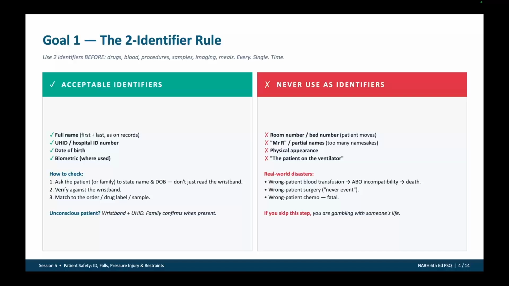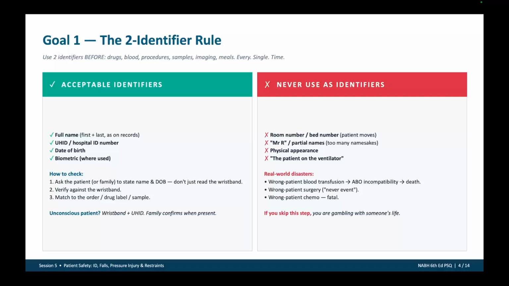Goal 1, the two identifier rule. Use two identifiers before giving any drugs or blood, and for procedures, samples, imaging and meals, every single time. The acceptable identifiers include the patient's first name, the UHID or hospital ID number, the date of birth, or biometrics when used. How to check? Ask the patient to state name or date of birth. Don't just read the wristband. Verify against the wristband. Match to the order, drug label, and sample.